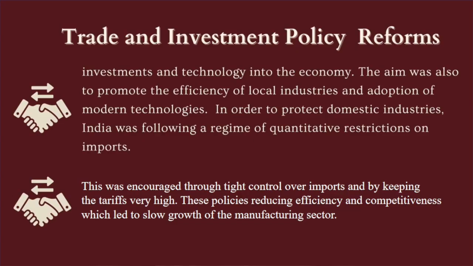The next reform would be the trade and investment policy reform. Liberalization of trade and investment regime was initiated to increase international competitiveness of industrial production and also to bring foreign investments and technology into the economy. The aim was also to promote the efficiency of local industries and adoption of modern technologies. In order to protect domestic industries, India was following a regime of quantitative restrictions on imports. This was encouraged through tight control over imports and by keeping the tariffs very high. These policies reduced efficiency and competitiveness, which led to slow growth of the manufacturing sector.